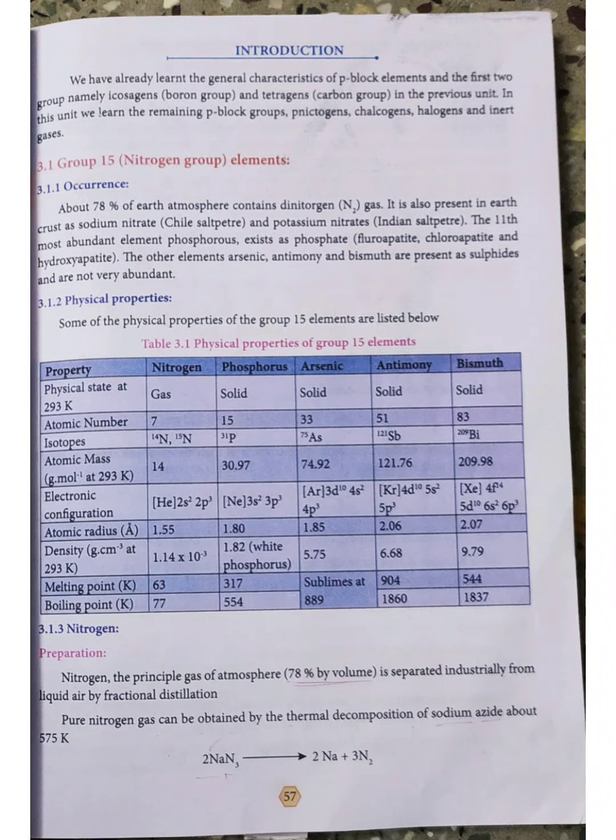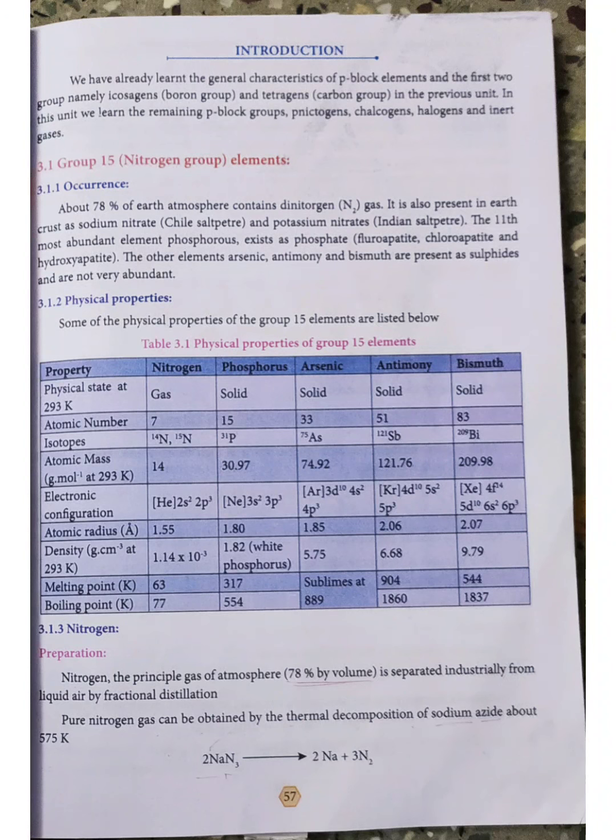In P block elements 1 itself, we discussed the general characteristics of P block elements, and the two families. What are the two families? Group 13 family and group 14 family. Elements and compounds, preparation, properties, uses and all we have discussed.